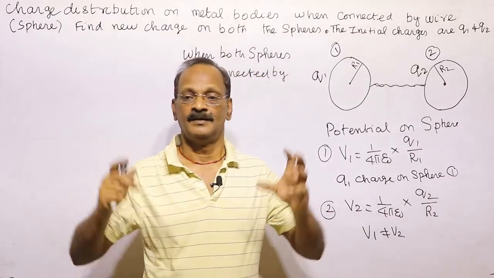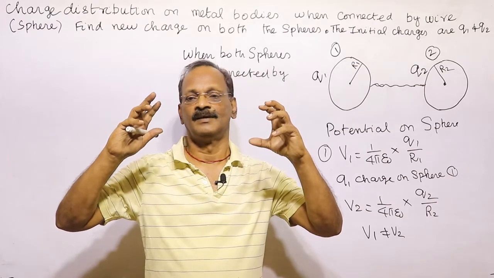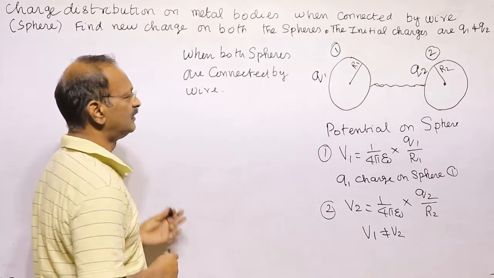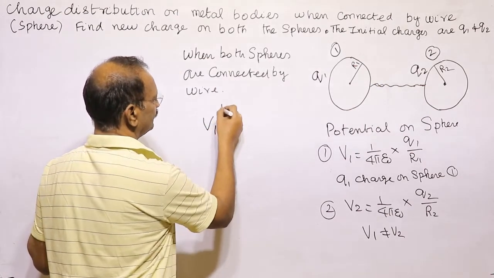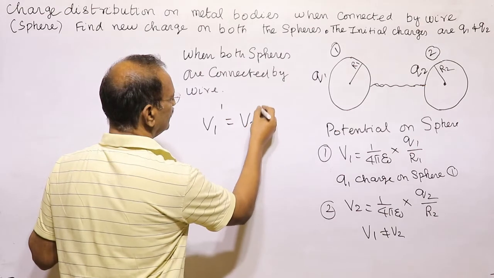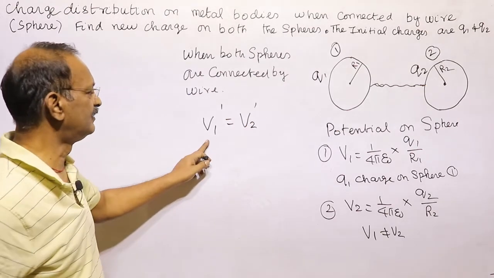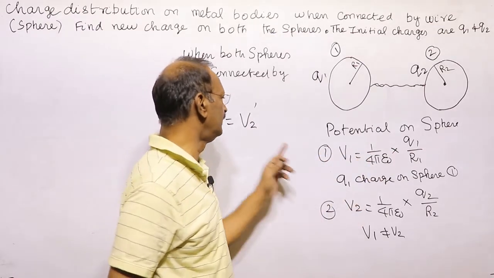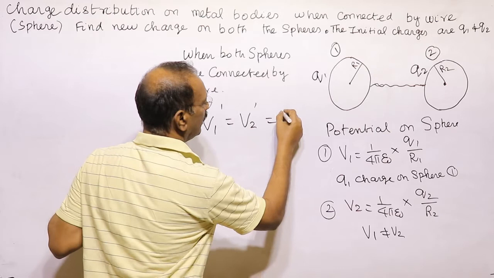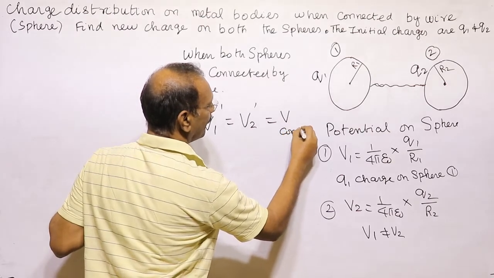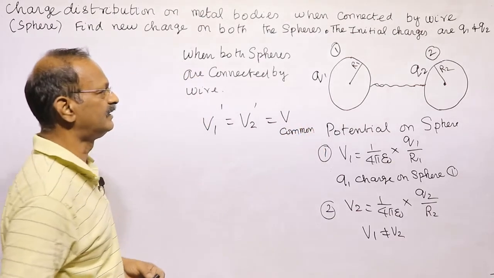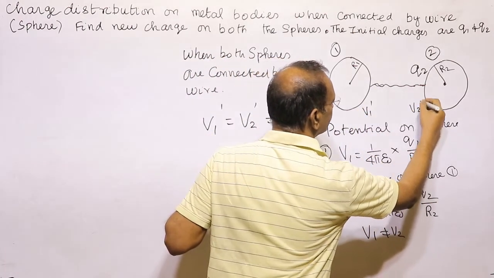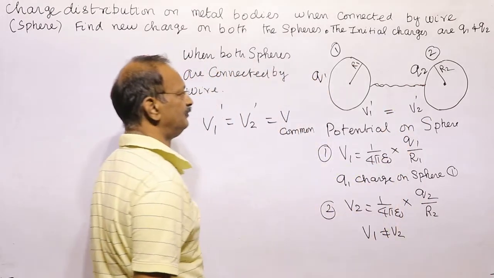So the potential of both spheres before connecting was different, but when they are connected together, due to redistribution of charge, the potential of the first one will be equal to the potential of the second. V1 and V2 are the potentials before connecting, but after connecting both will have a common potential. Common potential means the potential after joining, V dash, and both are equal.